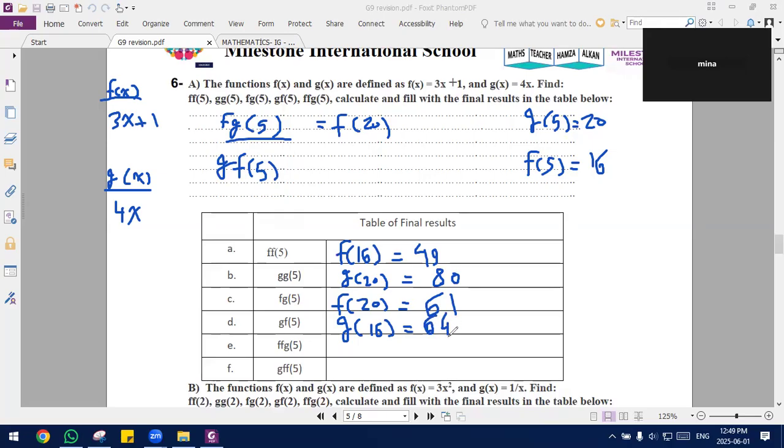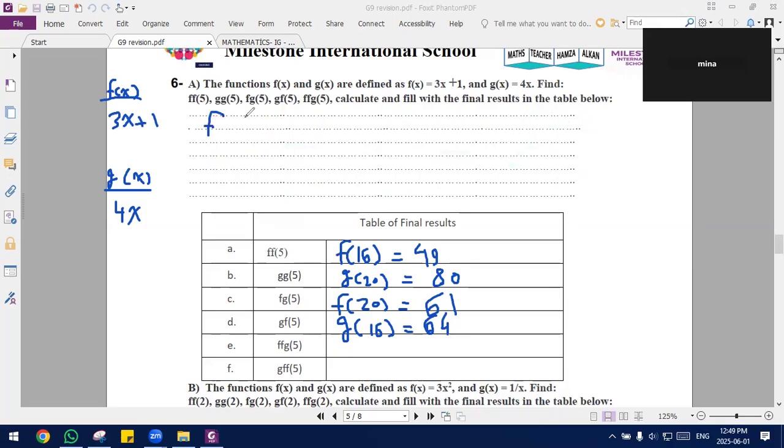Then f of f of g of 5. Now here we have 3 letters. We start from the end, okay? Let's write it. First of all, we solve g5. What is it equal to? It's 20. Good. So now let me remove g5 and write 20. Now what do you have to do? f20. What is f20 equal to? 61. Okay, so now I remove it and I put 61. Now what is f61? 61 times 3, which is 183, plus 1, 184. Good.